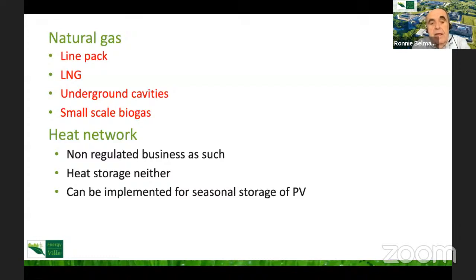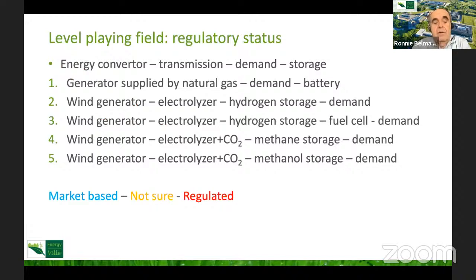I know that. Heat networks are non-regulated, and heat storage is not regulated. So it can be implemented as seasonal storage for electricity from PV. So again, something very weird.